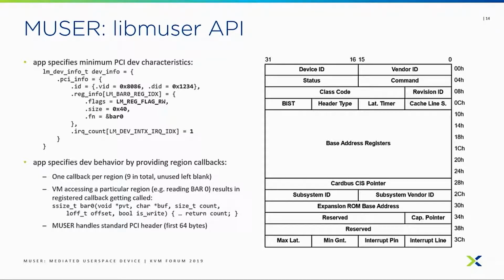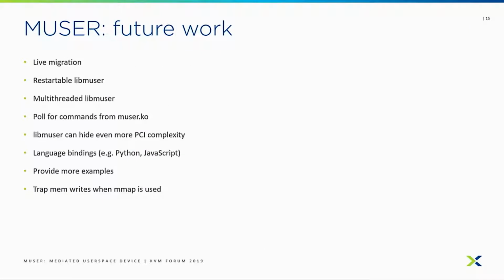The standard PCI header, which is the first 64 bytes, is completely handled by the MUSER framework. Now, there are many functions MUSER doesn't handle yet, most importantly, live migration. There has been some work. It's not there yet. This is the next big thing we need to tackle.